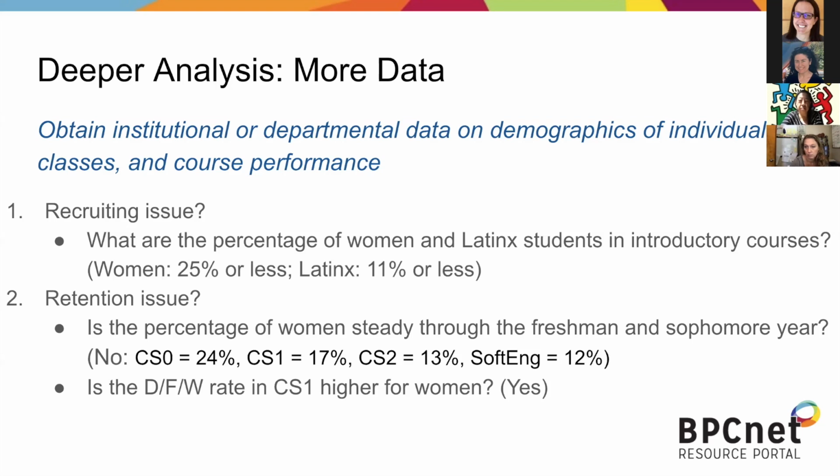And the second question is, do we have a retention issue? So we have a way of tracking the percentage of women who continue from one course to the next in the course sequence. And what you see is, as the students are progressing through the course sequence, the percentage of women in the classes is decreasing. Another question you can ask is, is the DF or withdrawal rate in the CS1 class higher for women? And the answer is yes. So this tells us we need to work on recruiting and retention. And you see, I only have gender for some of these. That happens to be the kind of data that I have available to me.